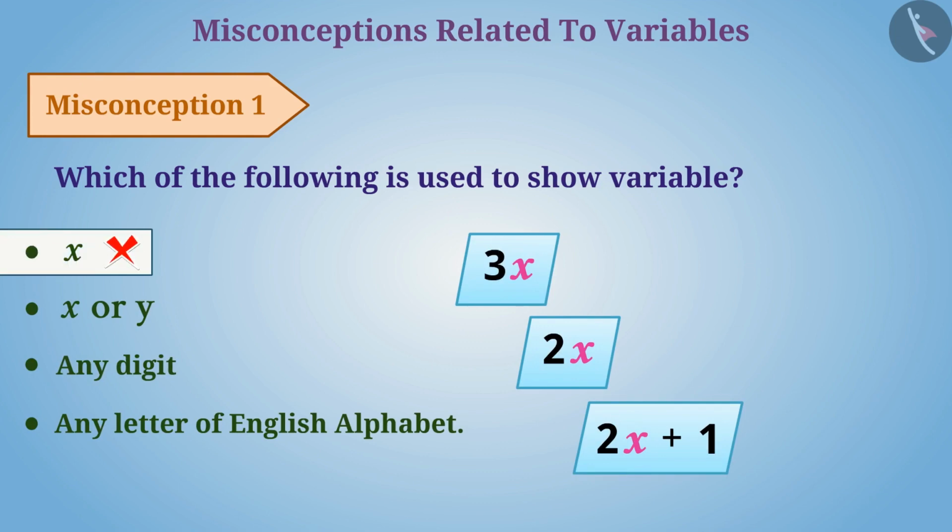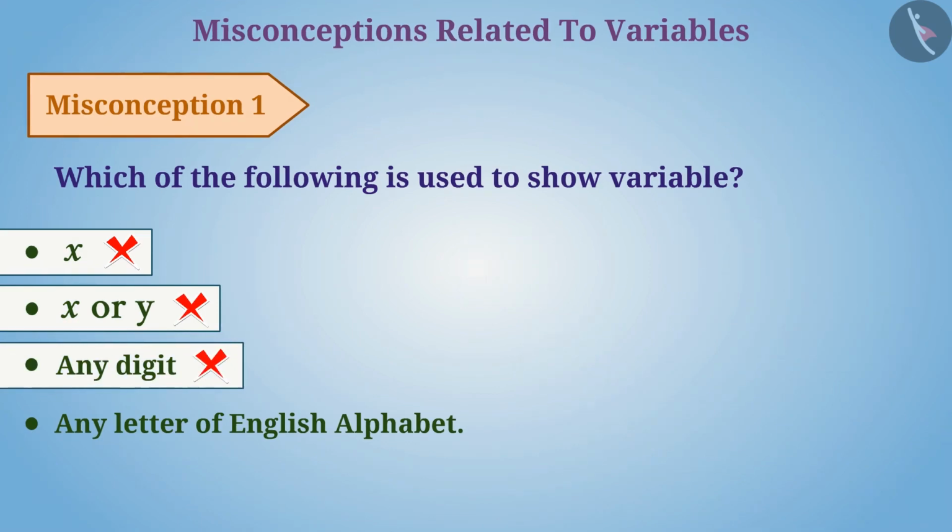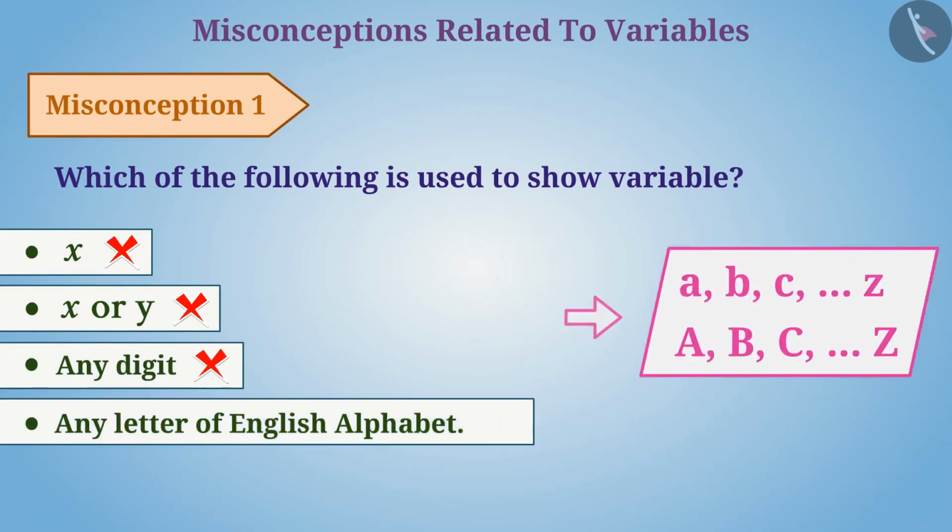In the same way, there is common belief that only X or Y can be used to show variables. This is also a misconception. Similarly, digit cannot be used for variable as well. The correct understanding is that any letter of English can be used to show variables.